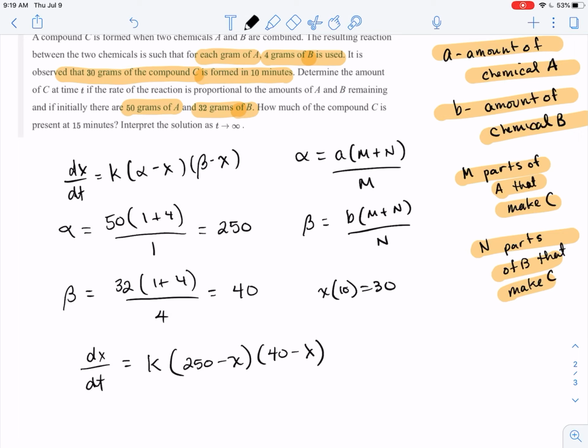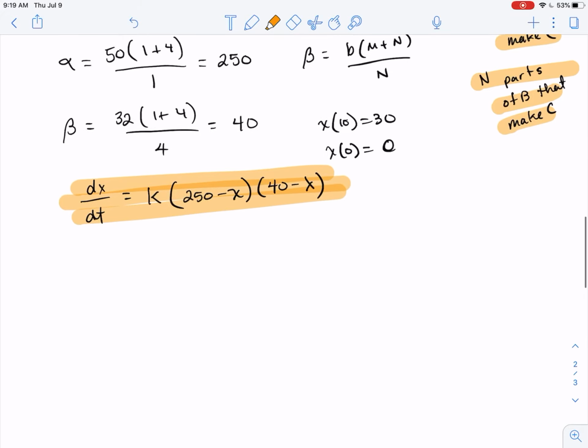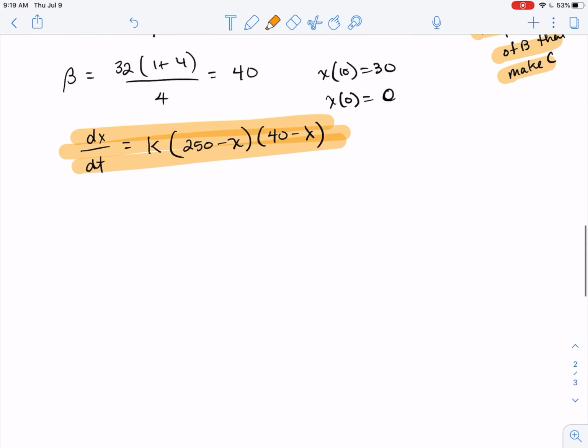The other thing I want to use is how much is initially started. There's none. x of 0 is 0 because we didn't start the chemical reaction yet. So now we're all set up. That's how you set these problems up, as best you can. And now we can go ahead and solve.